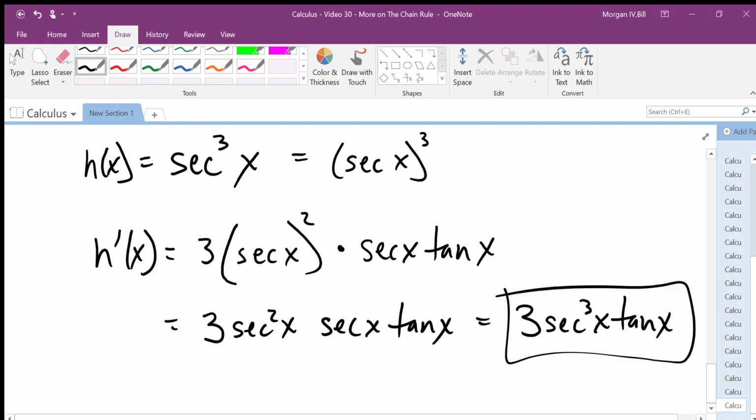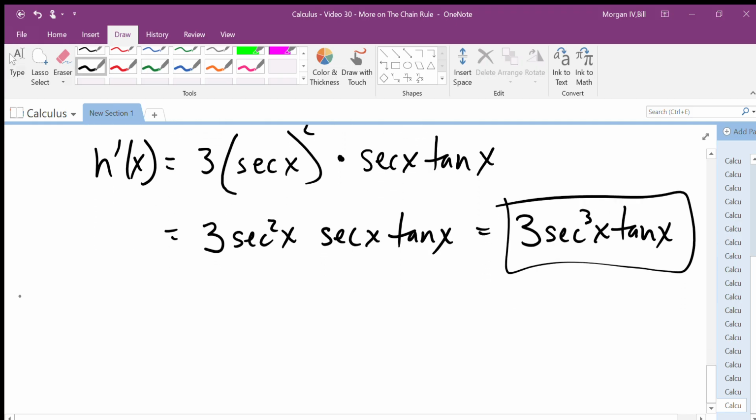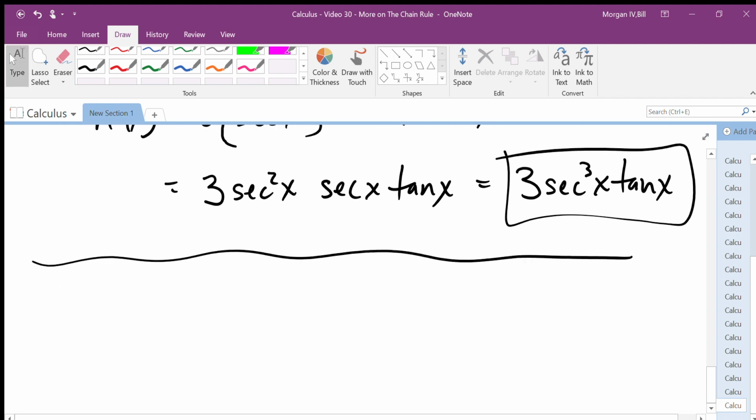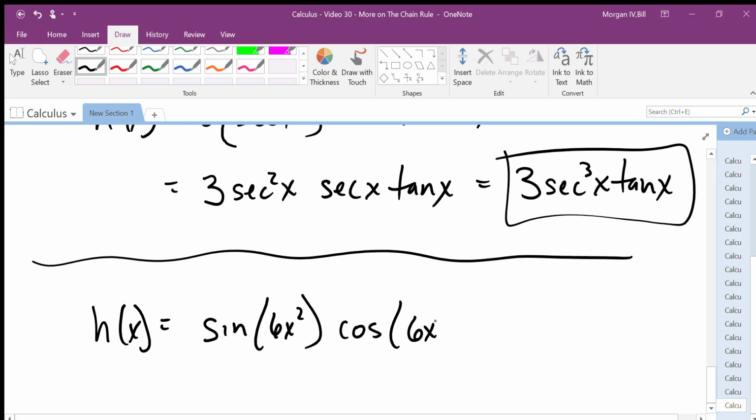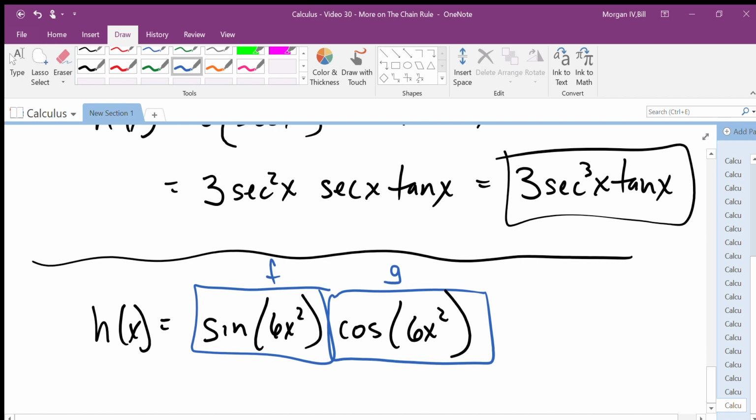All right, let's go even harder. Let's go with h of x is equal to the sine of 6x squared times the cosine of 6x squared. Okay, so what we have here is a product rule. I am multiplying two functions, the sine function times the cosine function. You should be seeing product rule. This is my f function, this is my g function. That part is not a chain rule.